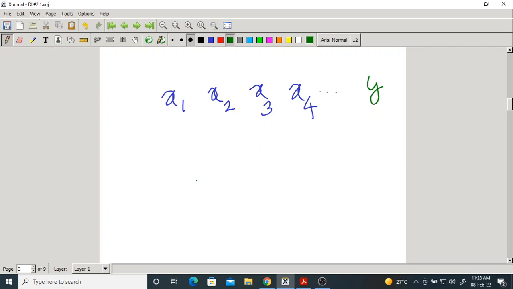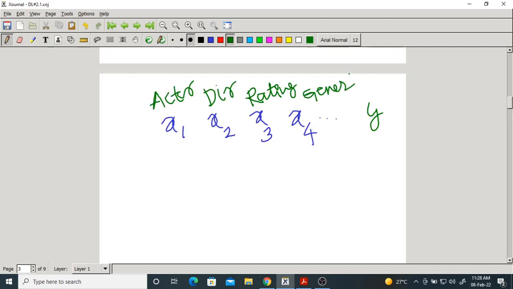Now x1 can be an actor, x2 can be a director, x3 rating, x4 can be genre, something like that. So we have some features for the vector capital X. Based on these feature vectors, suppose the movie is of your favorite actor, that means 1, your favorite director, rating is any value, let us take 0.3, genre is thriller, yes.